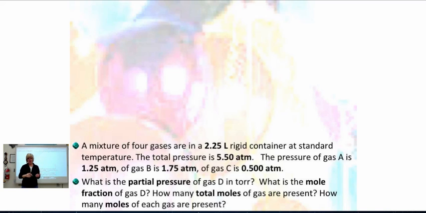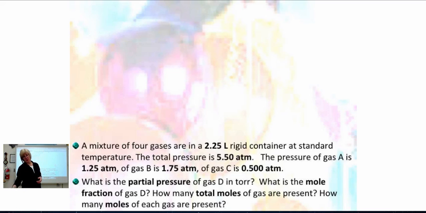This problem states a mixture of 4 gases are in a 2.25 liter rigid container at standard temperature. The total pressure is 5.50 atm. The pressure of gas A is 1.25 atm, gas B is 1.75 atm, and gas C is 5 atm. What's the partial pressure of gas D? Well, I'll take the total pressure and subtract each of the other pressures to figure that out. What is the mole fraction of gas D? And how many total moles of gas are present?